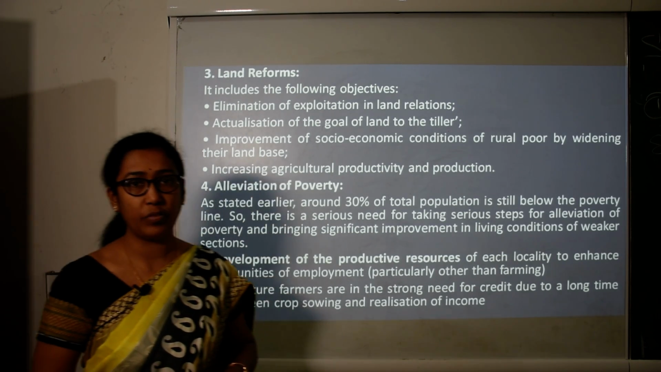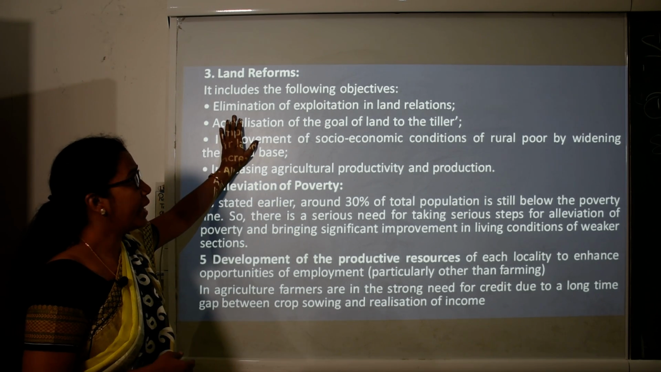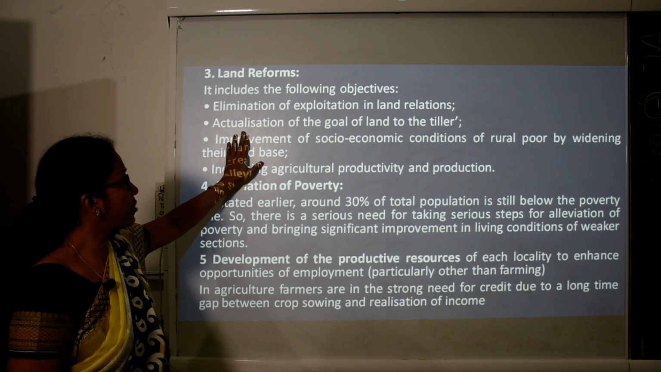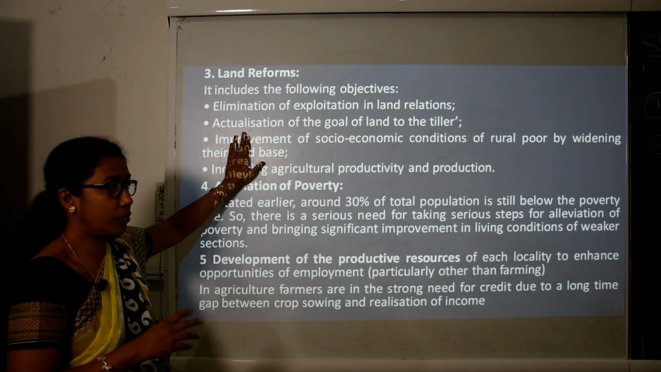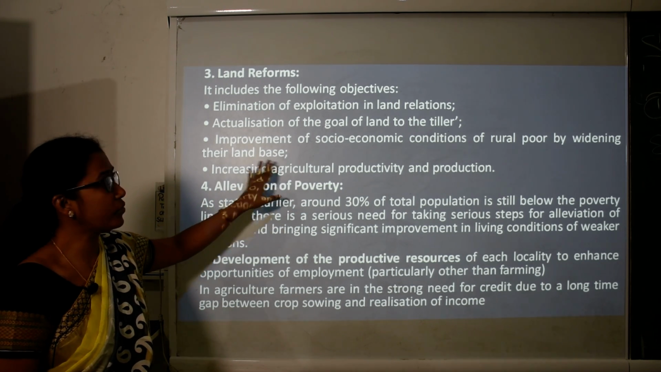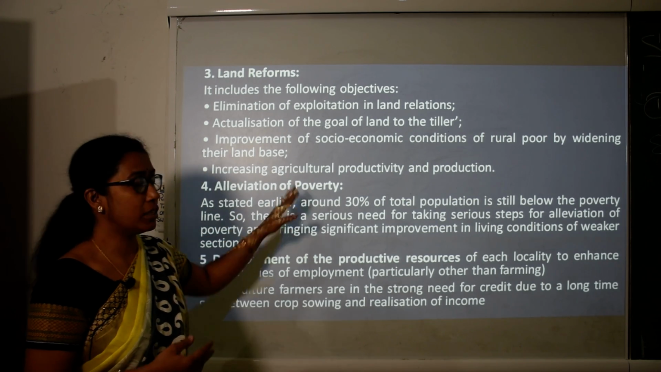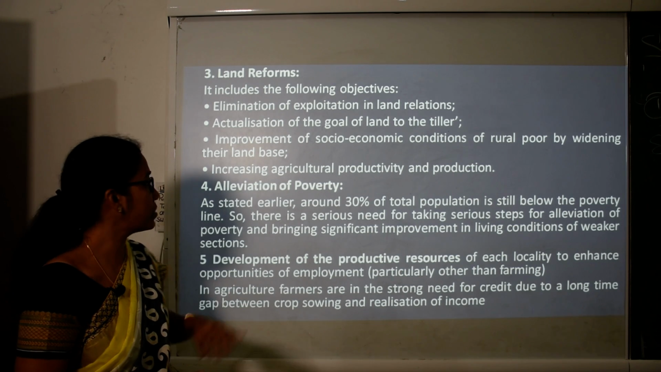Third can be land reforms. Land reforms means through the land reforms policy, which includes elimination of exploitation in land relations, actualization of the goal of land to the tiller, from the landlord to the tiller, improvement of socio-economic conditions of rural people, increasing agricultural productivity and production, so that we can have land reforms.